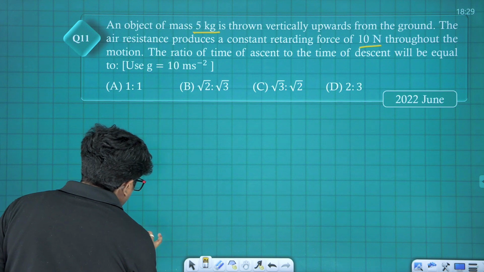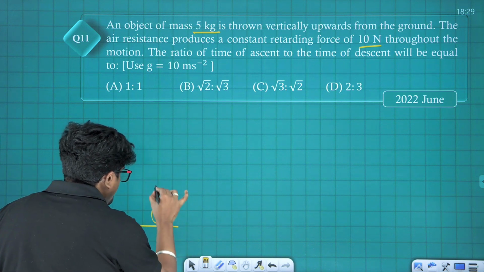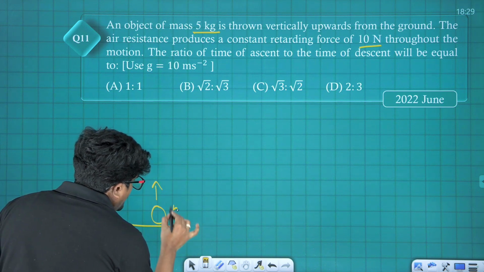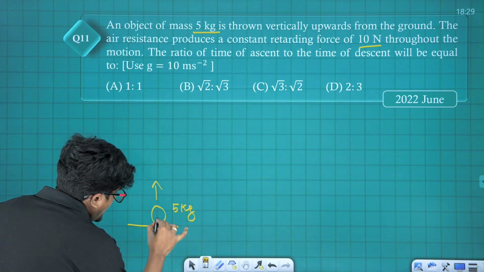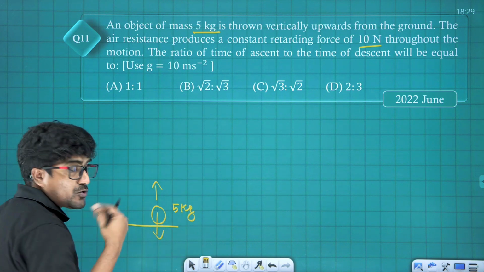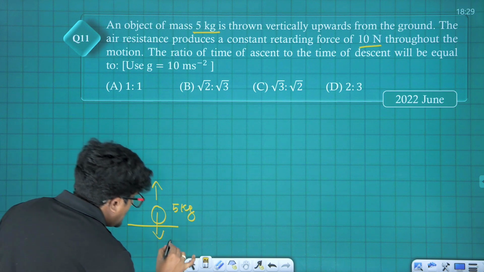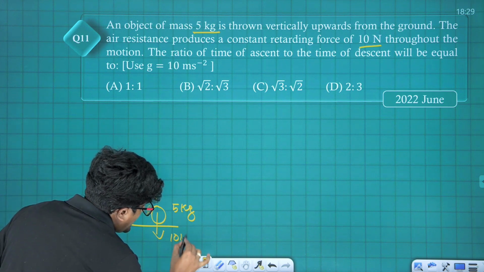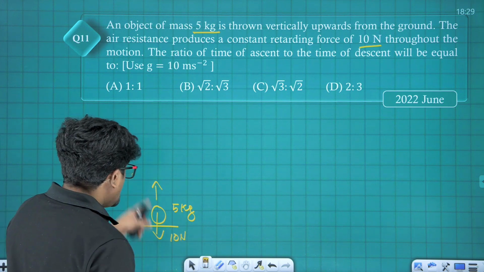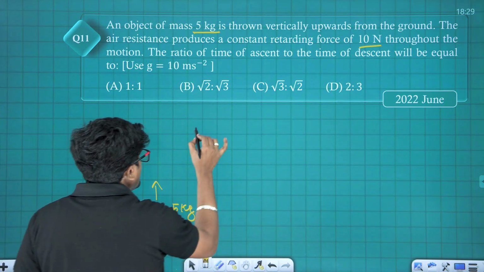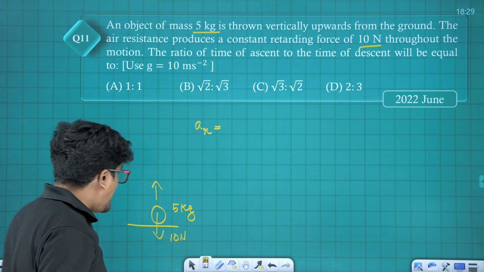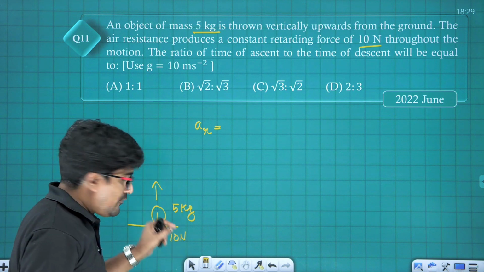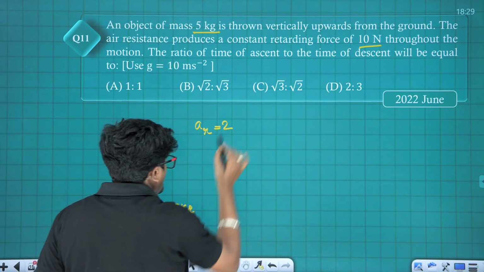So I am throwing a ball in the upward direction. The mass of this body is 5 kg. And there is a retardation force. Retarding force is always going to oppose the direction of motion. So that retarding force is how much? 10 Newton. So this retarding acceleration, or you can say the retardation, is going to be 10 by 5, that is 2.